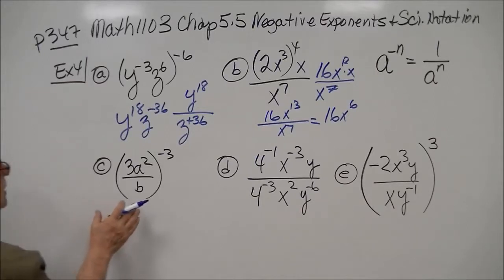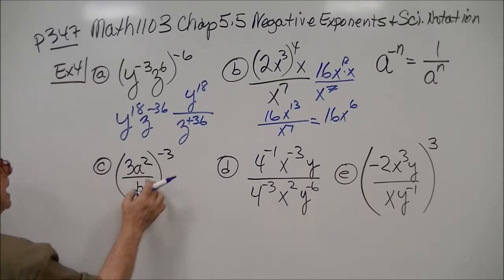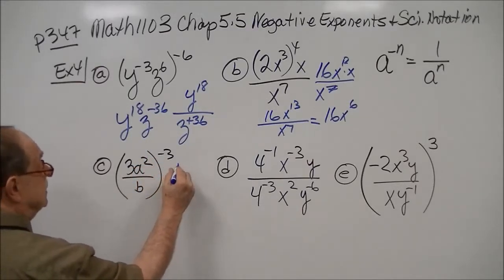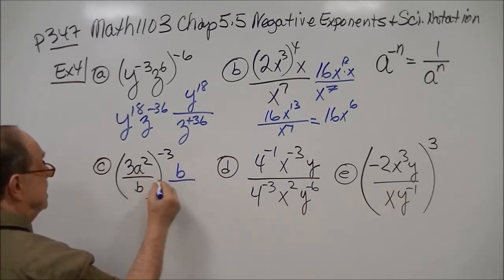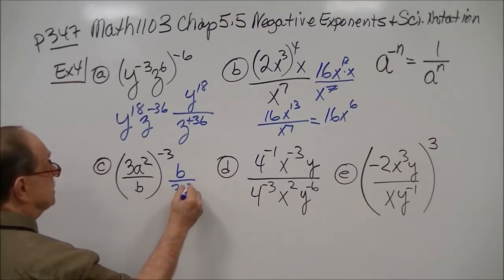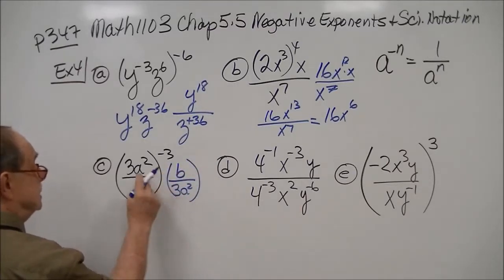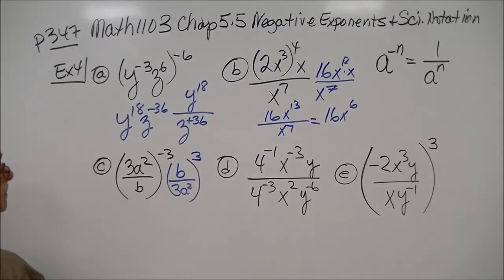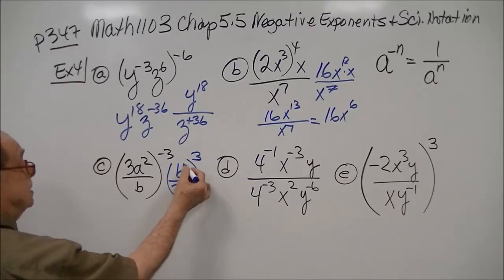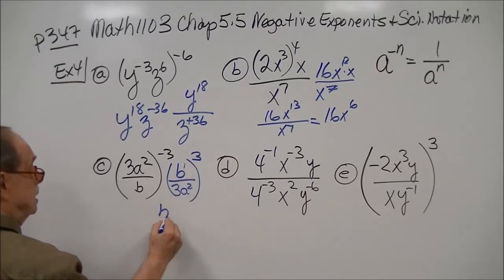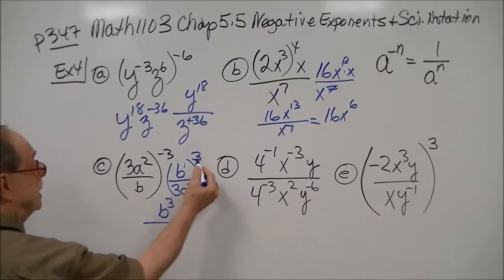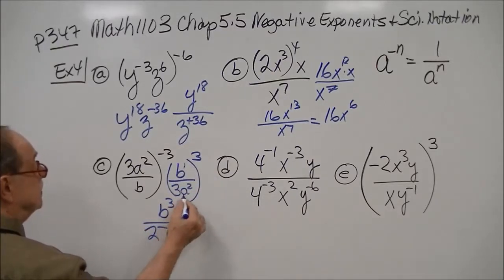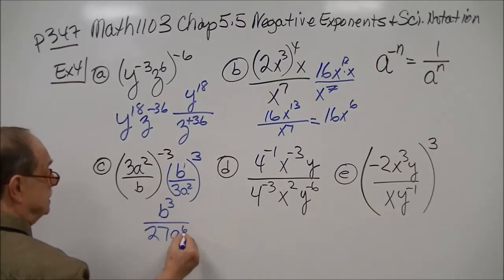Now, this one here, remember, we could do what we said. If it's a negative outside, just flip this over. So this now becomes b, 3a squared. We're just taking the reciprocal of that. That now becomes a positive 3. So now it's going to be b to the third. 3 cubed is 27. A to the 6th.